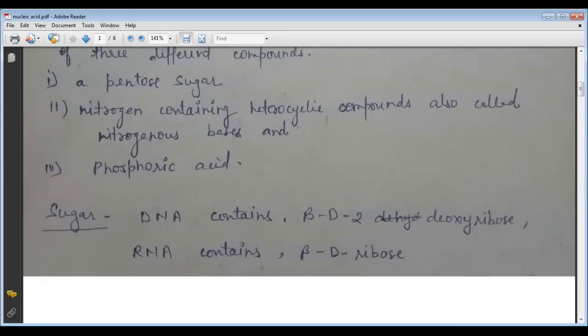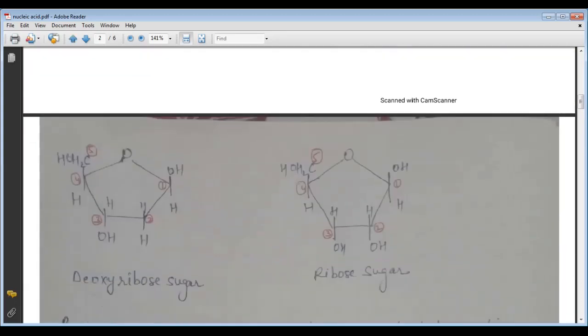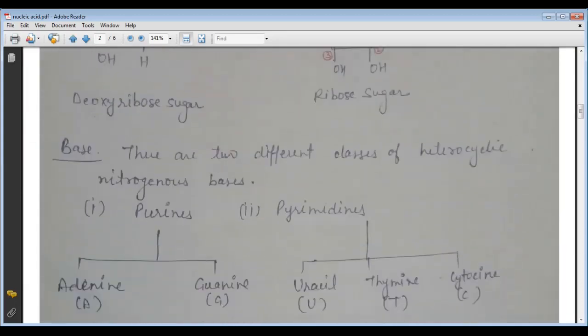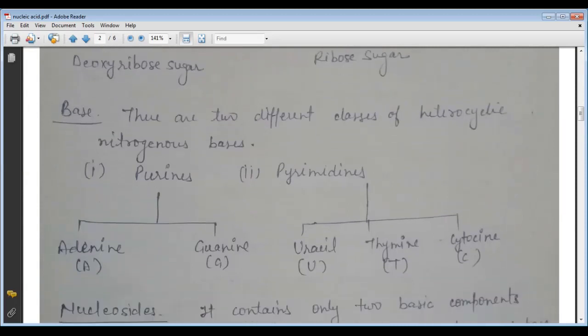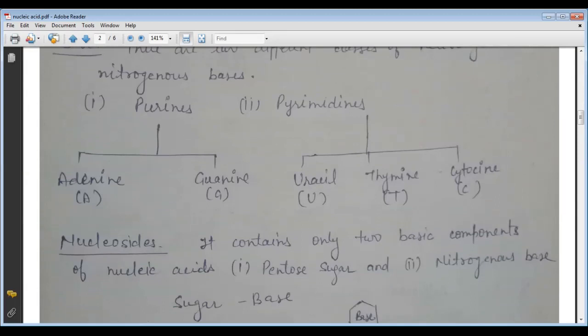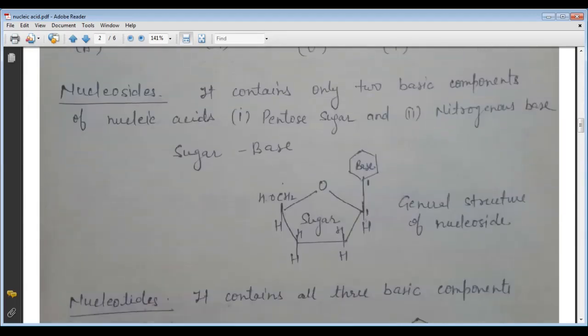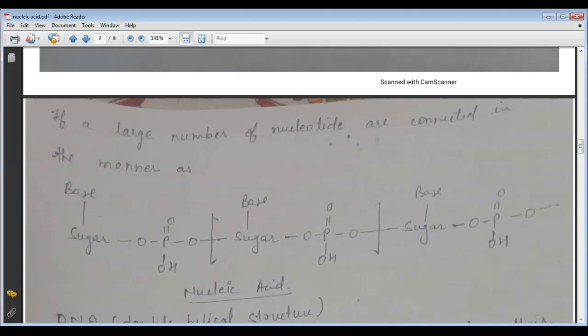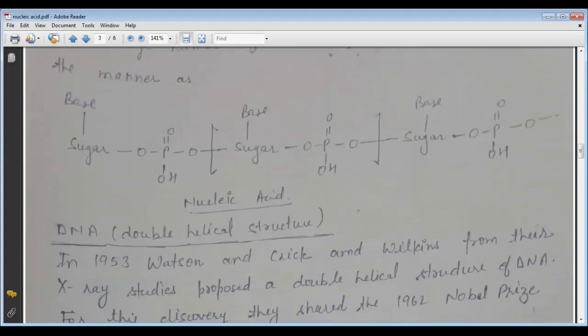Now come to the structure of the pentose sugar. Bases are classified into purines and pyrimidines. In the purines, we have studied adenine and guanine, and in the pyrimidines, thymine, uracil, and cytosine. So these are the bases discussed in this lecture. Then nucleoside and nucleotide, and here is a large number of nucleotides connected in this manner. This is the nucleic acid.